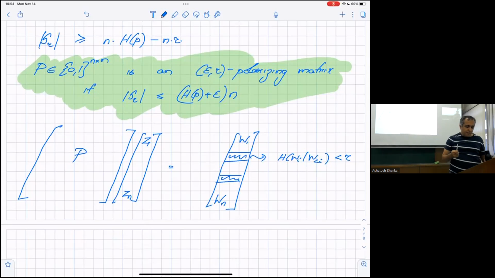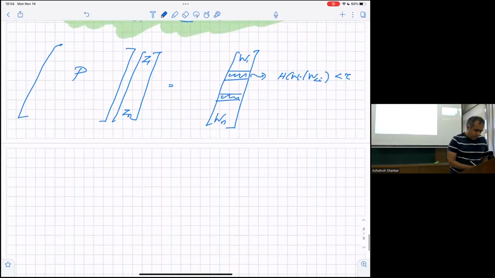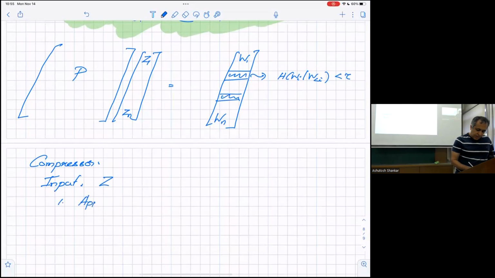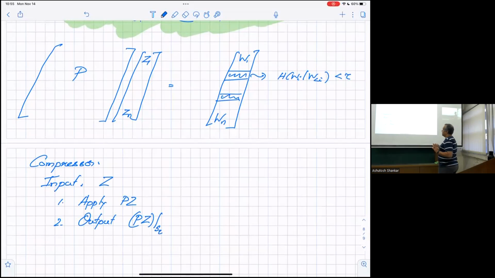So if P is an epsilon-tau polarizing matrix, there's a natural compression scheme: just apply P on Z and give only those bits which correspond to S tau. So the compression scheme is the following: the compressor takes the input Z, applies P, and outputs PZ restricted to S tau.